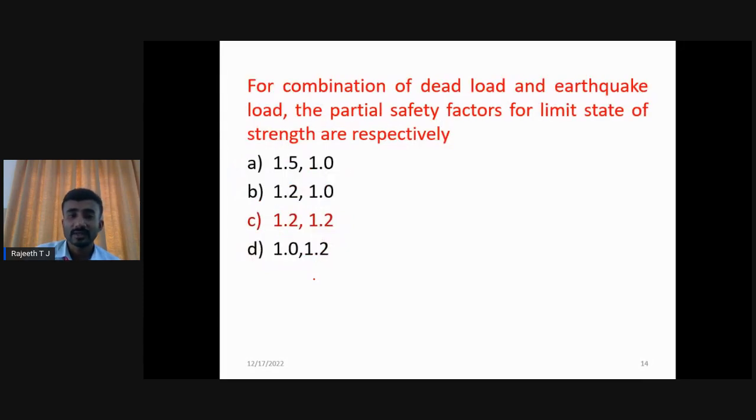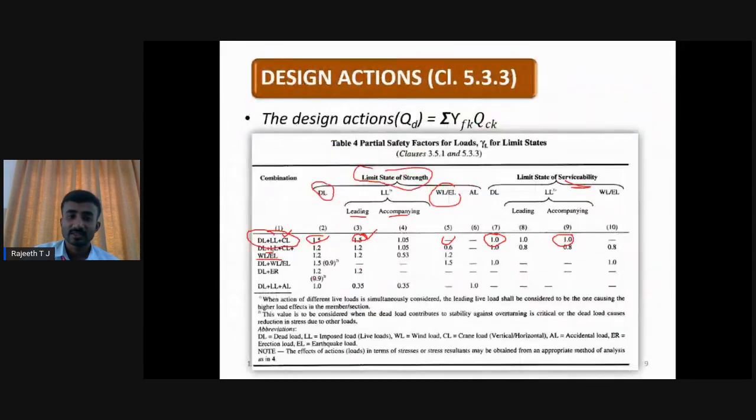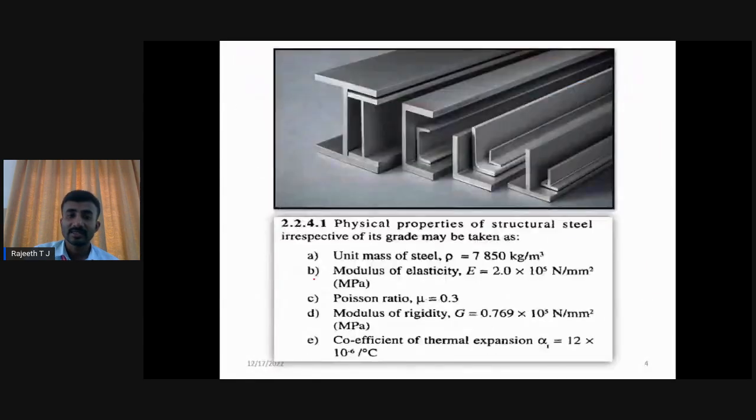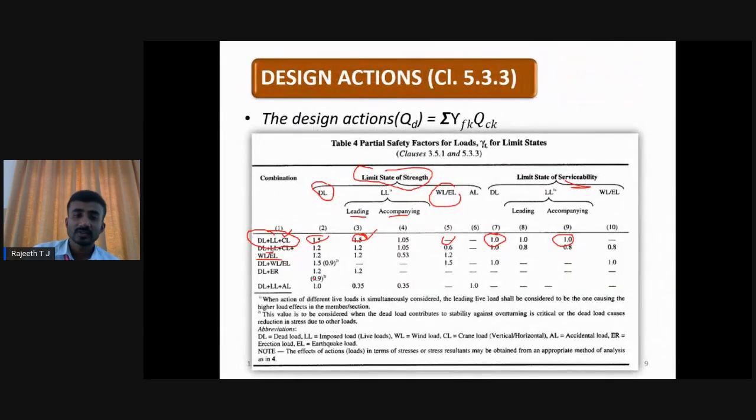If you go for one more question, this is on load combinations. For the combination of dead load and earthquake load, the partial safety factor as per the limit state method is what we just discussed in the previous slide. This is limit state of strength and limit state of serviceability. Here we need to take these values based on the dead load and live load combination.